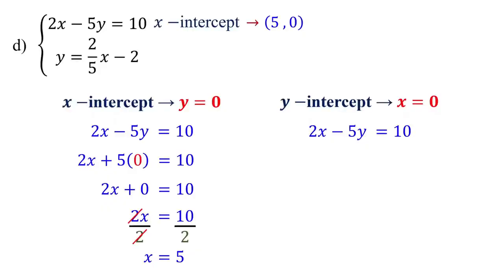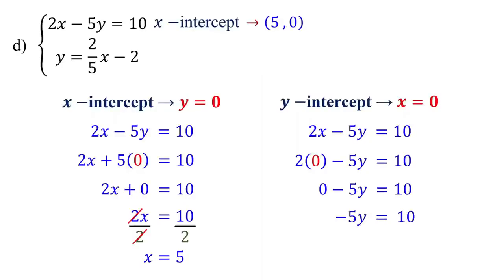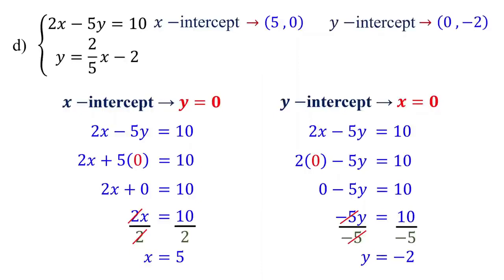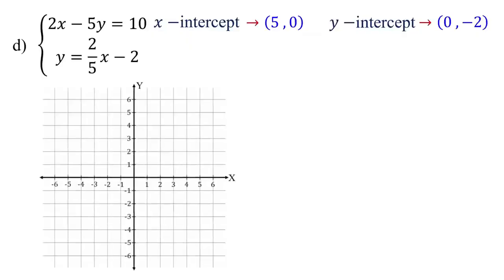To find the y-intercept, set x to 0. 2 times 0 equals 0, and we have -5y equals 10. To isolate y, divide both sides by -5, giving us y equals -2. Therefore, the y-intercept is (0, -2). Next, plot the points on the graph. Plot (5, 0), which is the x-intercept. Plot (0, -2), which is the y-intercept, and then connect them with a straight line.